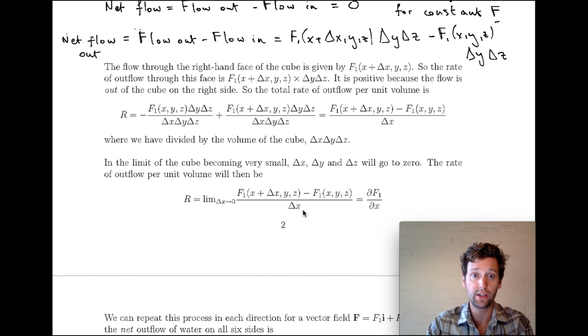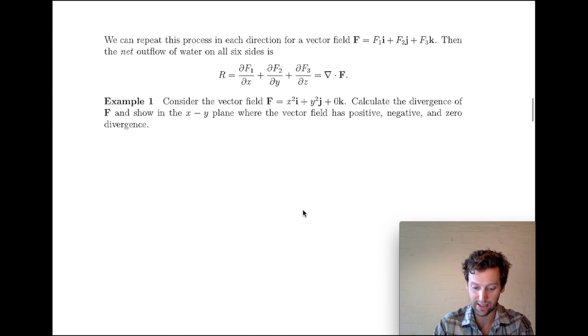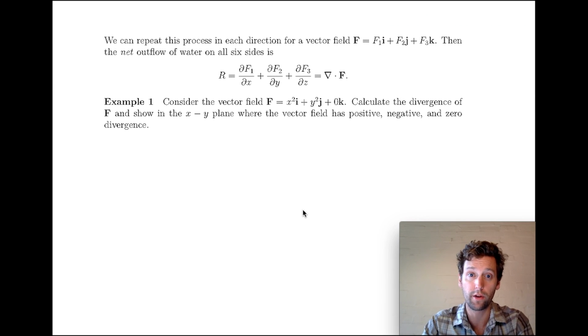Now I can do this in the other two directions, in the Y direction and the Z direction, to get the net outflow of water on all 6 sides. And you can see that that's going to be given by the corresponding partial derivatives in x, y, and z added together. But that's exactly our divergence. So you can see that the divergence is intimately linked with the idea of a net outflow from a particular region. Now we can also use that to think about sources and sinks in a flow.